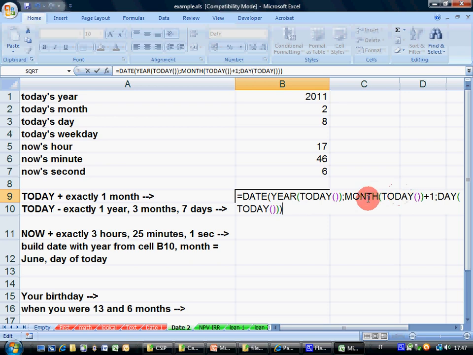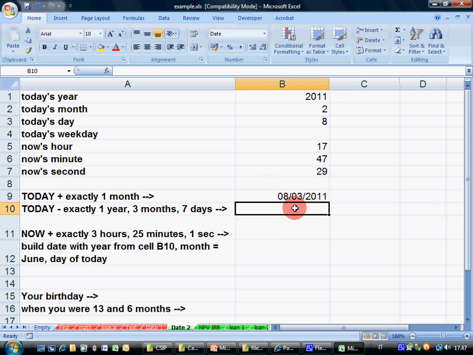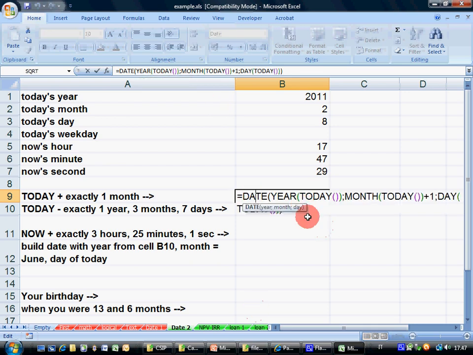Pay attention to how many parentheses you open and you close. Now you will appreciate the fact that Excel colors your parentheses, because otherwise you will be in trouble. You will not understand which parenthesis closes with which. So you press enter, you can see exactly today, the 8th of March 2011. So it's a precise way to go forward of 1 month. So if you build dates with a combination of date function and year, month, and day, you can really play with it.